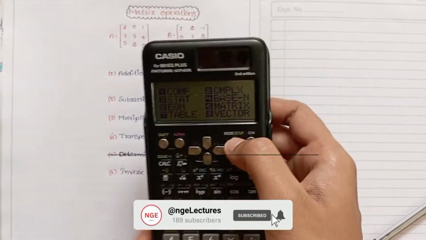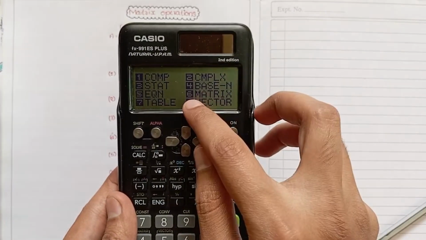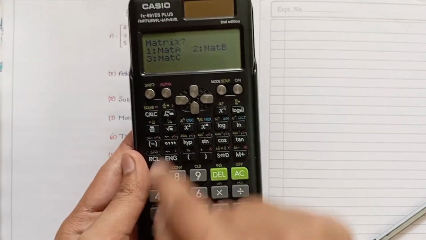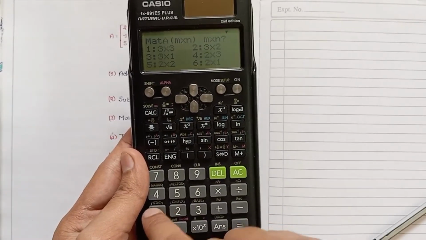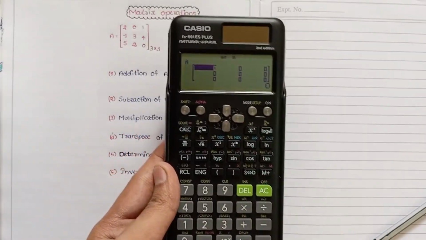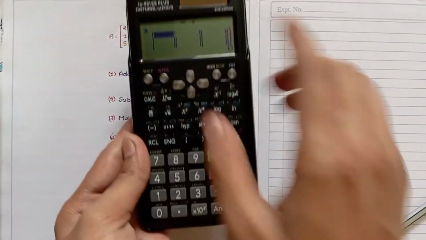Press on mode button. Okay, here we see the matrix option 6. So press 6, then matrix A, select any one of these. So I will select mat A. What is the order of matrix? 3 into 3. So we will select option 1. We have to give the inputs. 2.